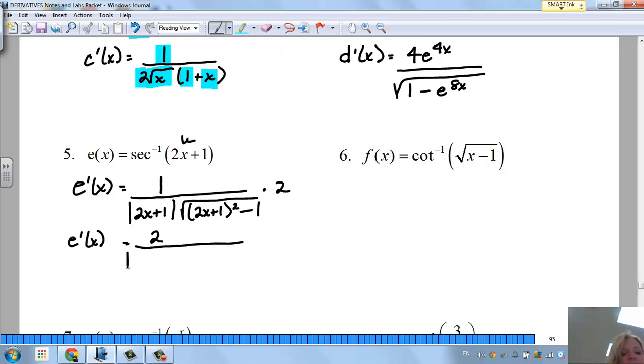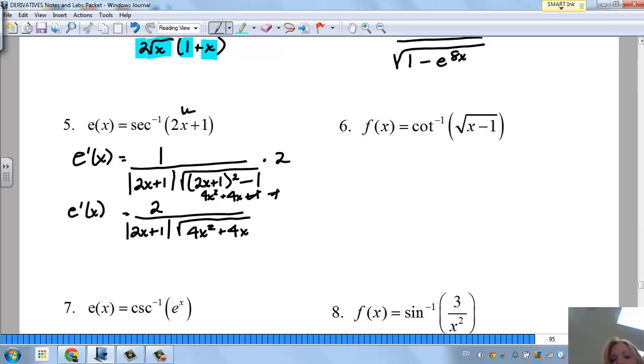So I have e prime of x is going to be 2 over the absolute value of 2x plus 1 times, now this, I want you to see what I did here. This is going to be 2x plus 1 squared, and after I square it, I'm going to subtract 1. So that's really 4x squared. Let's just do it real quick. 4x squared, and then if I put it side by side, I'm going to have plus 4x plus 1, and then I'm going to subtract 1. So when I do this side by side, that's what I get. So when I do that, I see that these will cancel, so it's really the square root of 4x squared plus 4x.